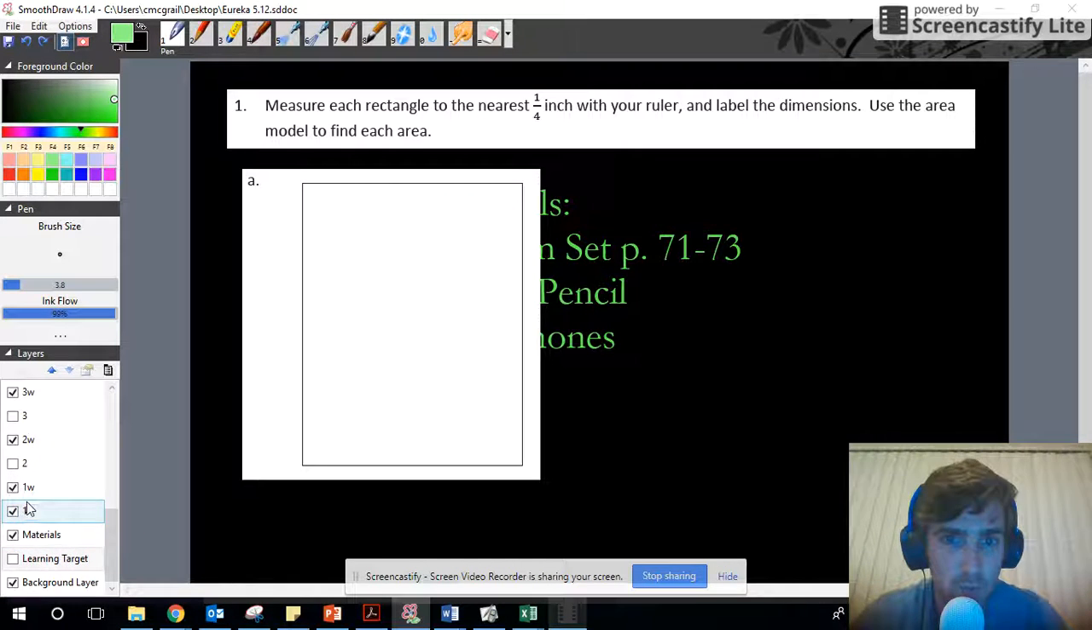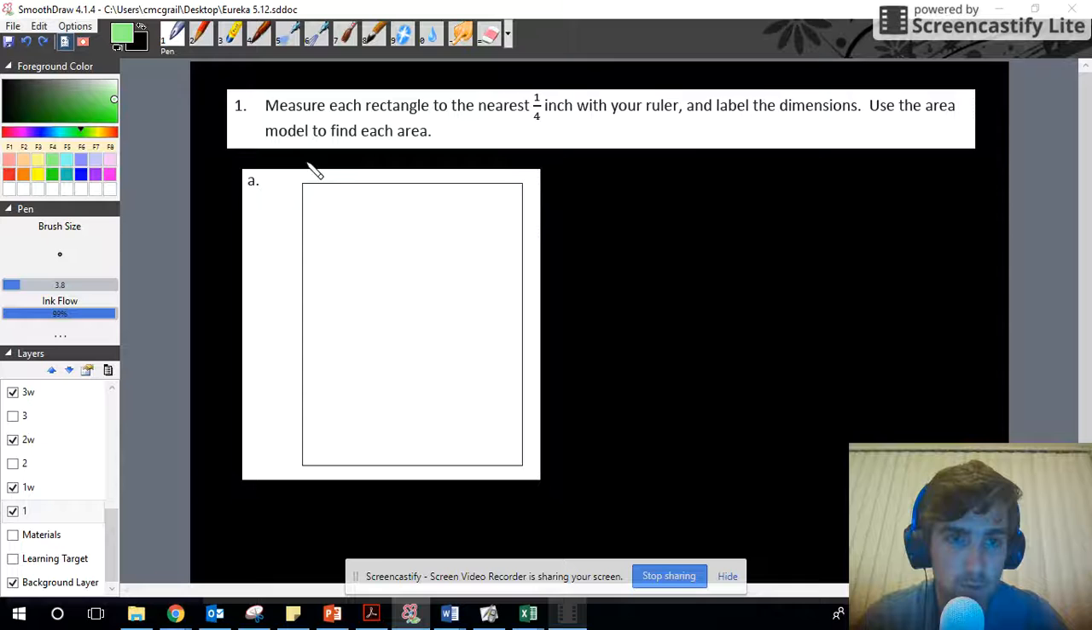Okay, problem number 1. In your notebooks, you should see 1A. It says, measure each rectangle to the nearest 1/4 inch with your ruler. We're not going to be doing that. And label the dimensions. Use the area model to find each area. The dimensions of our first rectangle, please label these with me, are 2.5 inches long by 2 inches wide. So it's 2 by 2.5.